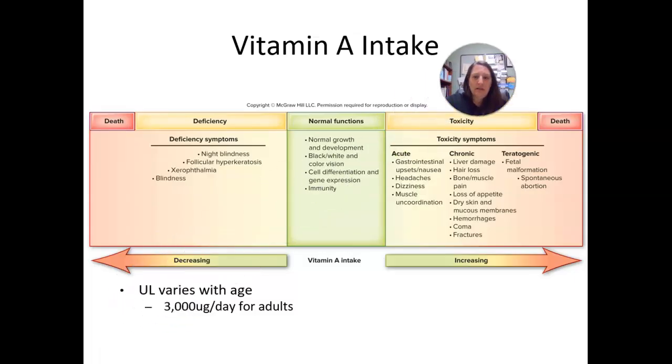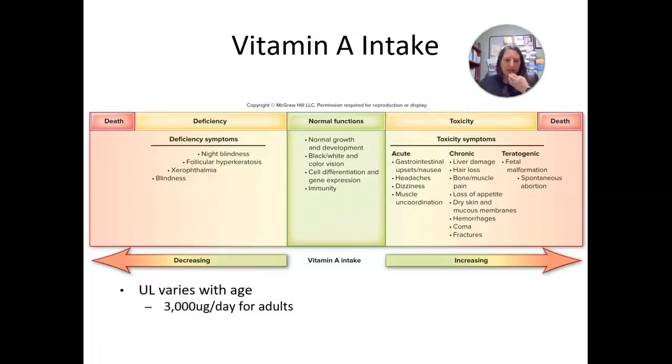And then to kind of sum this up, to take us through, proper intake of vitamin A, and then what happens if there's a deficiency or toxicity. So again, normal function with normal appropriate levels of vitamin A intake. Vitamin A is going to be involved in normal growth and development. It's going to be involved in proper vision, both black and white as well as color vision. Will be involved in cellular differentiation and gene expression, and again plays a role in immunity, maintaining epithelial barriers.